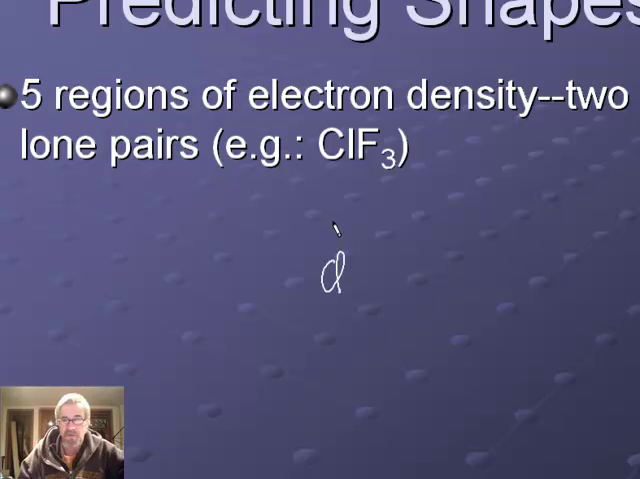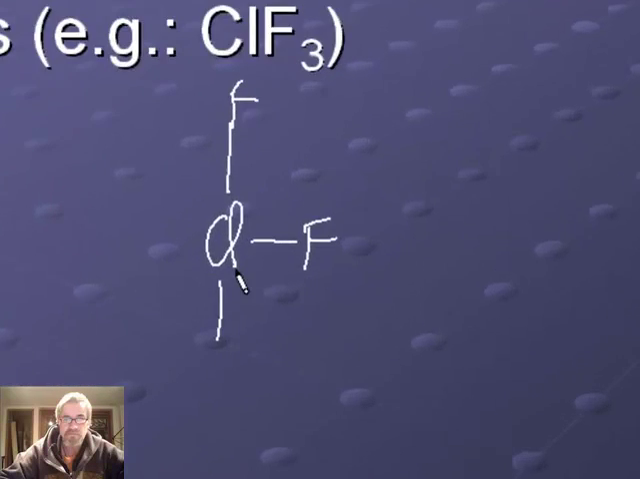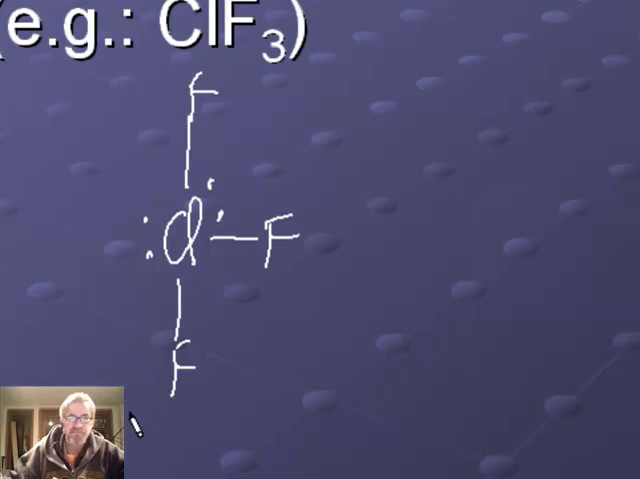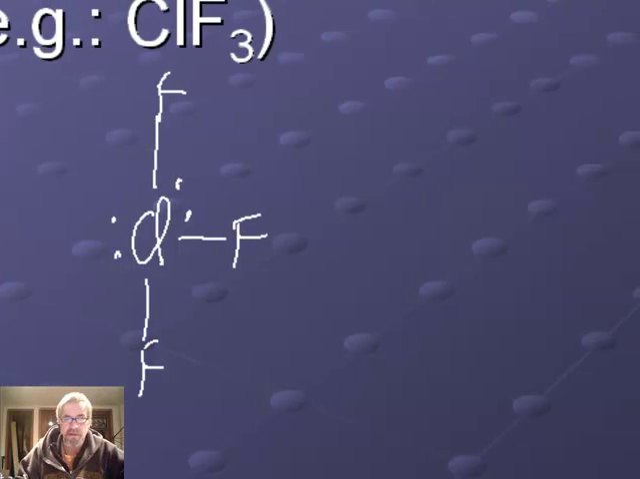Central chlorine, and then 3 outside fluorines. The chlorine doesn't have a full octet, so we have to put one there, and then this ends up actually being one of those expanded octet deals where we have to have another lone pair. So we end up having 5 regions of electron density. 3 of them are bonds, and 2 of them are lone pairs. So 5 regions are going to arrange themselves in this trigonal bipyramidal shape.